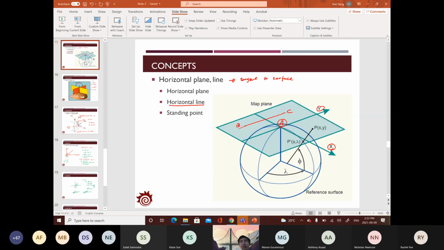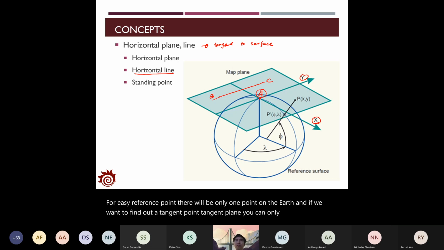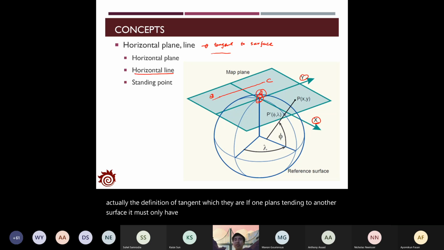So for the horizontal plane, we are talking about 1 point. For each reference point, there will be only 1 point on the Earth. And if we want to find a tangent plane, you can only find 1 tangent plane, which will cross the reference point. That's actually the definition of tangent. If one plane is tangent to another surface, it must only have 1 crossing point, which will be the reference point. In that sense, we only have 1 horizontal plane.